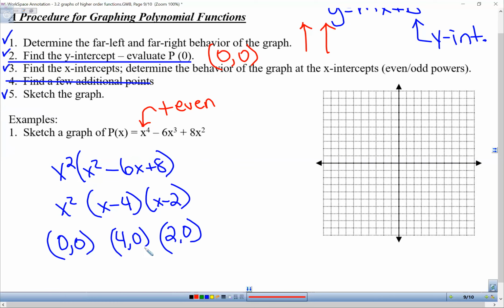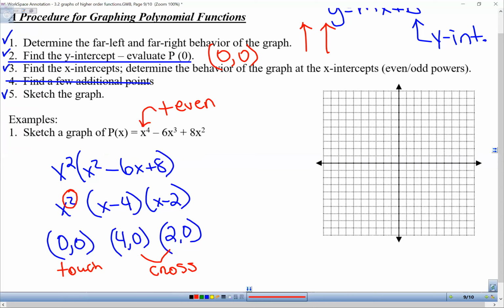And finally, we have our x-intercepts. There's 3 of them, but we need to know the behavior. So does it cross or does it touch? So 0, 0 happens twice. That's even, so it's going to touch here. These 2 only happen once. That's odd, so it's going to cross.